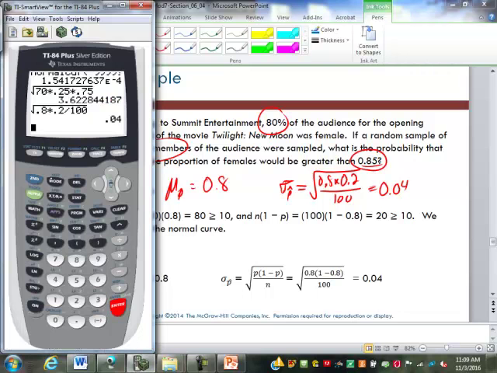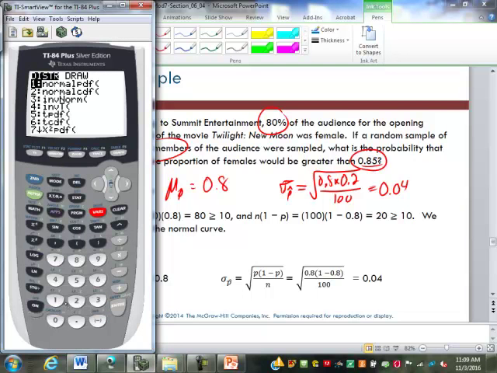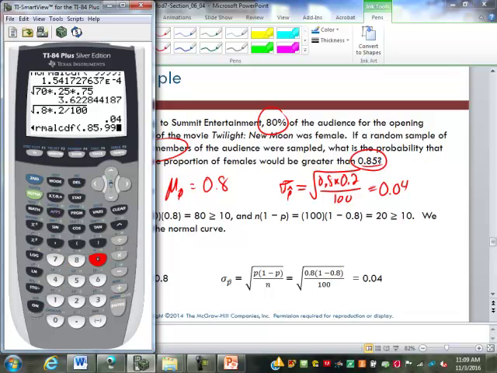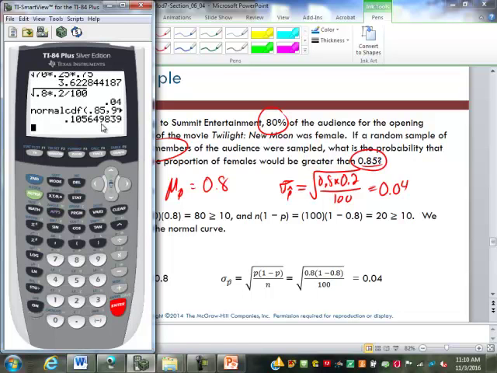So, second distribution, normal CDF. Our lower limit is going to be 0.85. Our upper limit will be positive infinity. Our mean is 0.8. Our standard deviation is 0.04. I could have entered that whole expression in there again, the square root of 0.8 times 0.2 divided by 100. That would work. So I hit enter here and I get 0.1056.